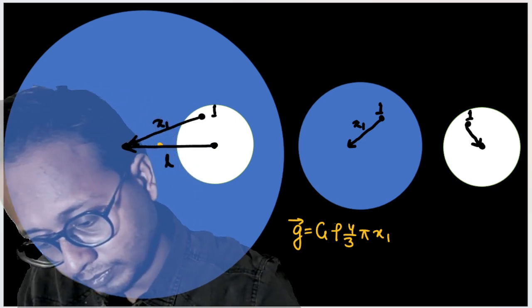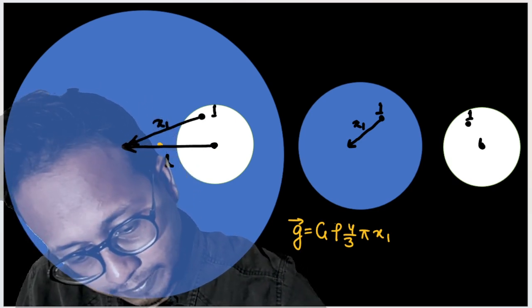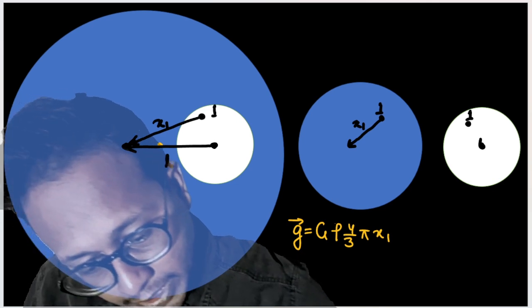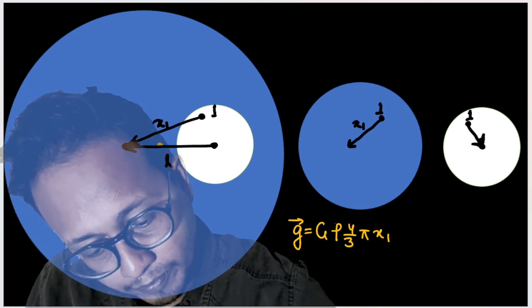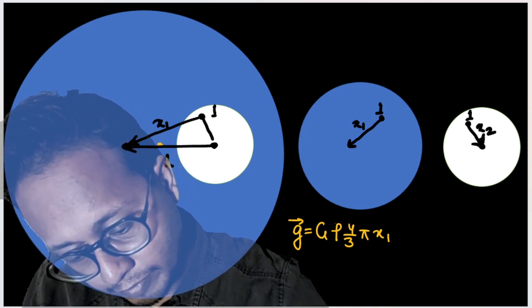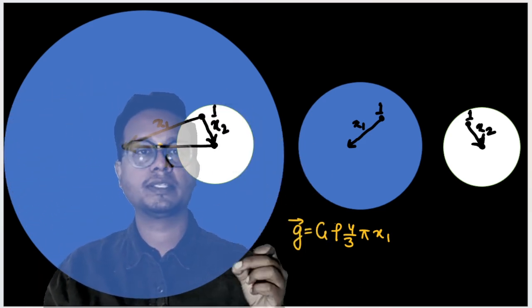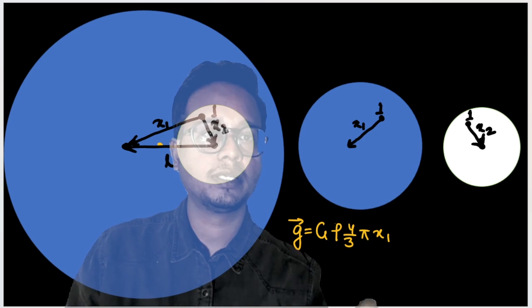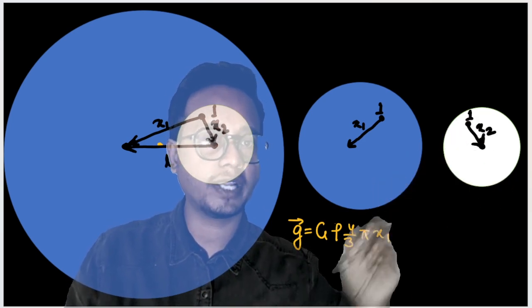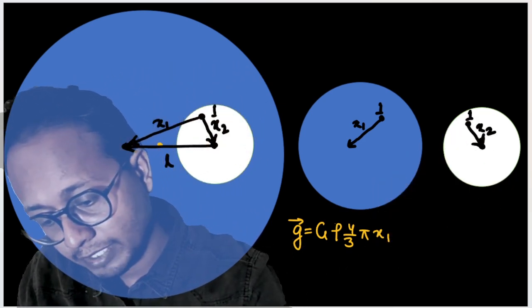This vector, the vector from the center of the cavity to point 1, is x2. X1 is nothing but from point 1 to the center of the sphere. X2 is nothing but from point 1 to the center of the cavity. Okay, what is the gravitational field out here?